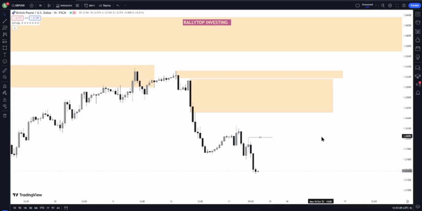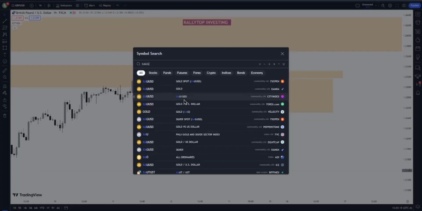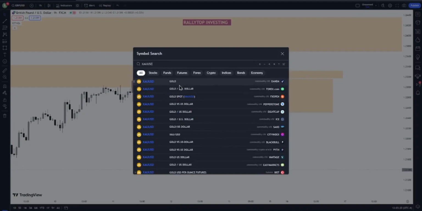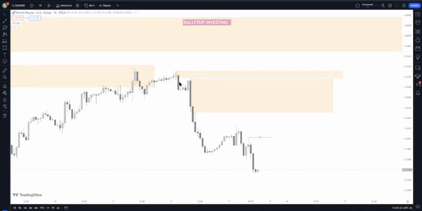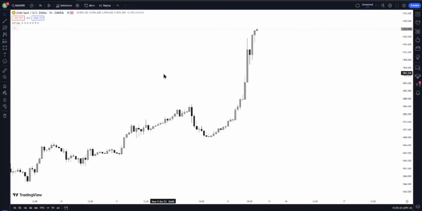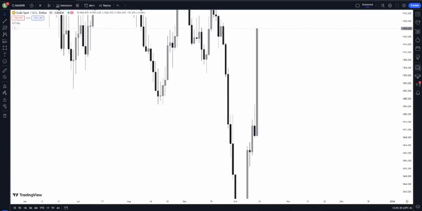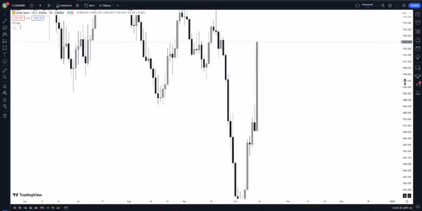Now we want to go to gold and see what gold is holding for us. Now we want to go to the daily time frame first of all, so that we can know what the daily time frame is doing for us. So this is your daily time frame of gold.